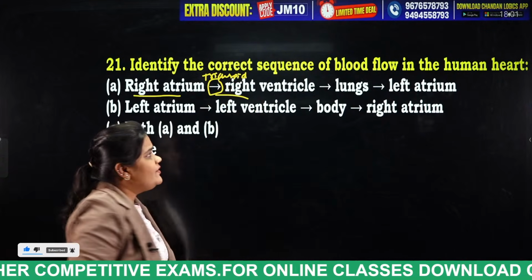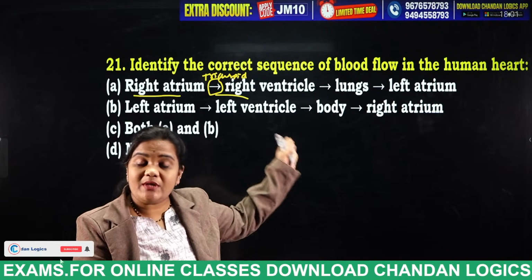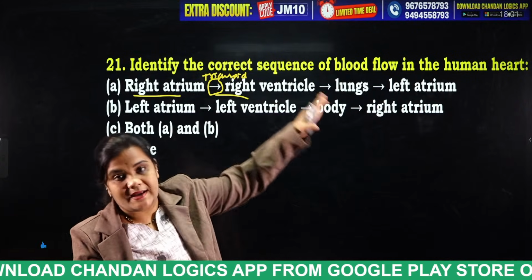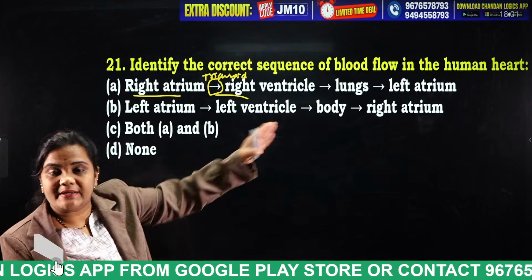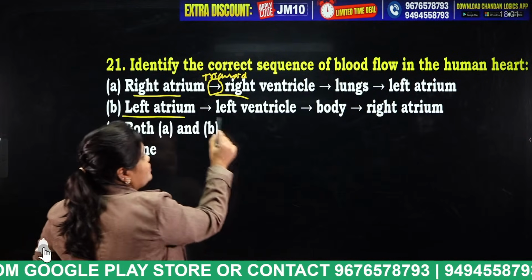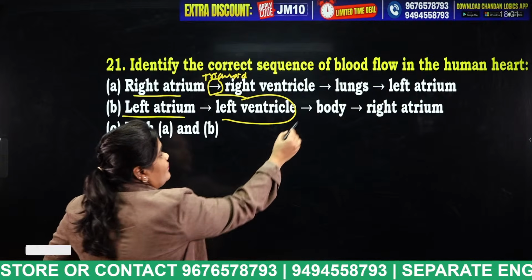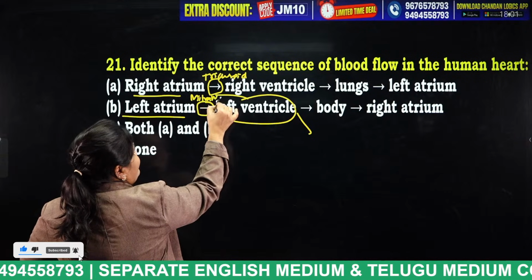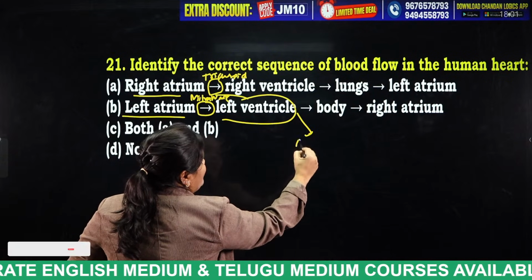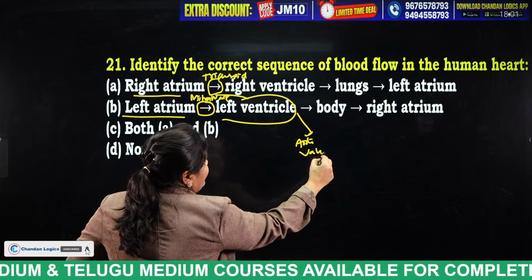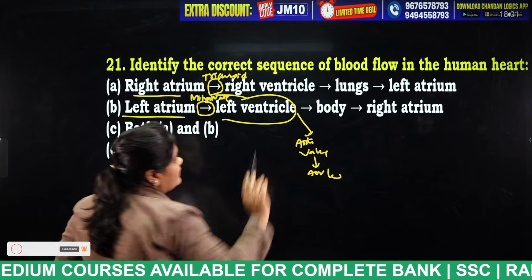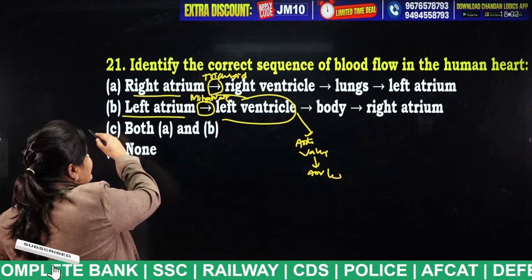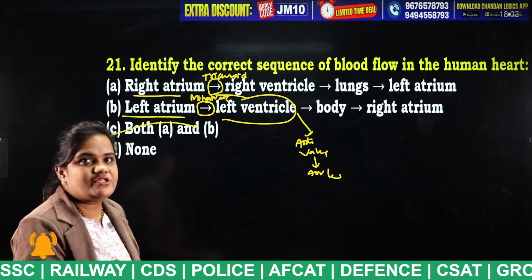Then from the right ventricle it goes into the pulmonary artery, from the pulmonary artery to the pulmonary vein, and from the pulmonary vein to the lungs. That is fine. And after the lungs it enters the left atrium. From the left atrium it goes into the left ventricle, and what is present here? Mitral valve. From the left ventricle it goes into the aorta valve, then the aorta, and finally from the body to the right atrium. So this is what is happening. So what is the answer, student? Both A and B. Next question.